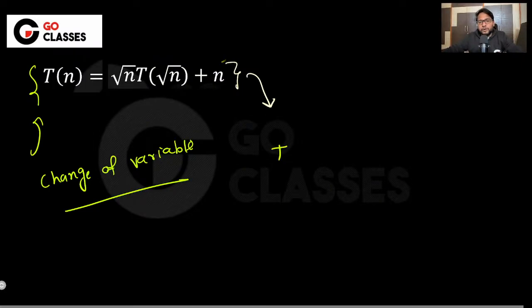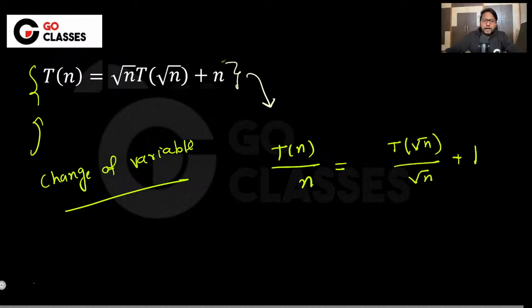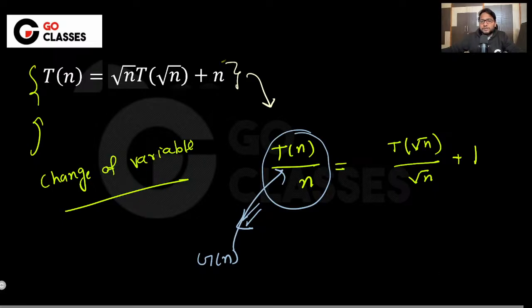Okay, what we will do in the change of variable method is divide by n. So if you divide by n, this is going to be something like this. Now we can assume this particular term to be some other function. Let's just assume this to be g of n. If this is g of n, then what is this? This will be g of square root of n plus 1, right?